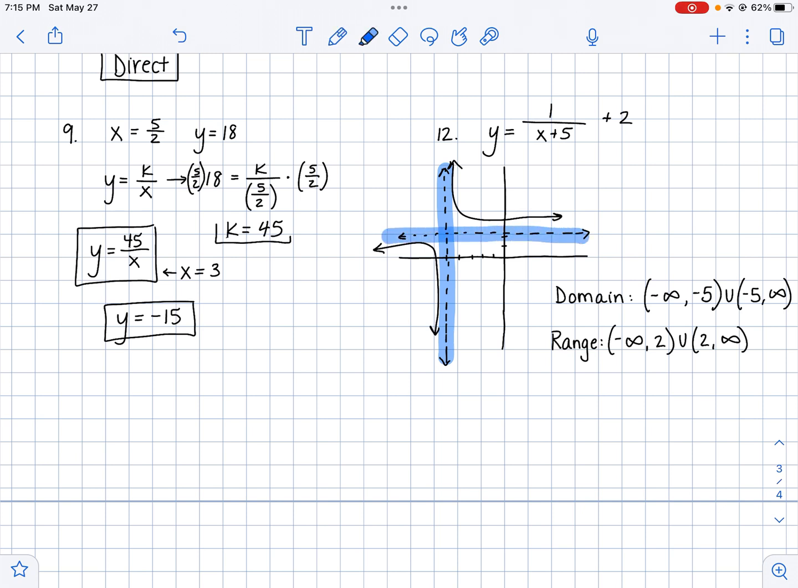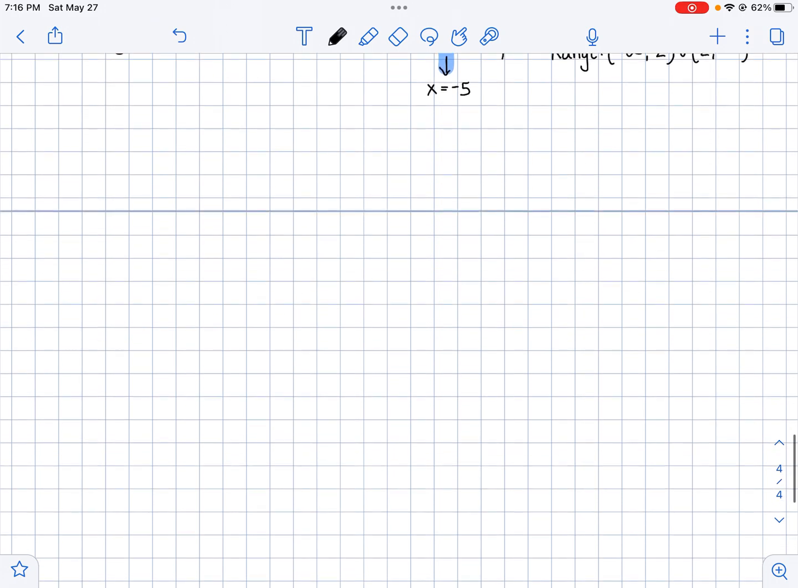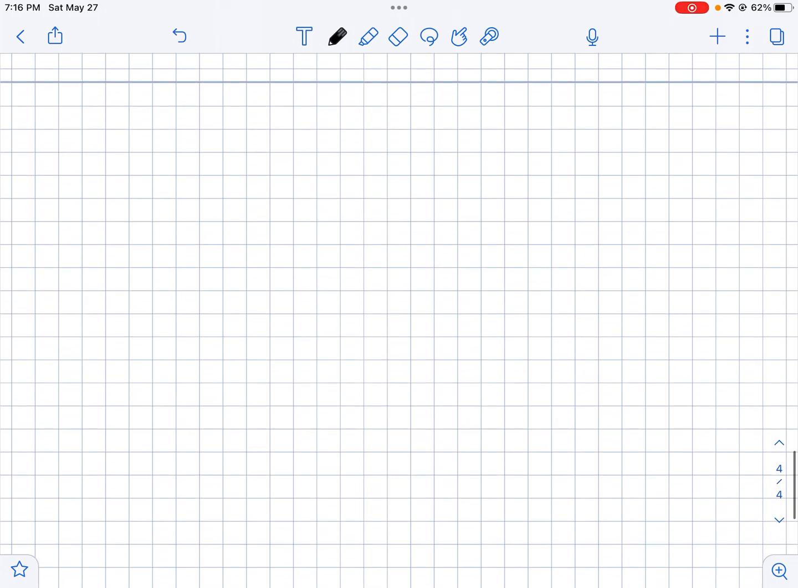Remember, domain is x values, the range is the y values, and we're going to use these values. Again, this is the line y equals 2 and x equals -5. Those are going to influence your domain and range. Number 16.